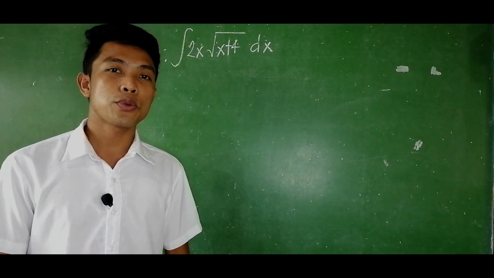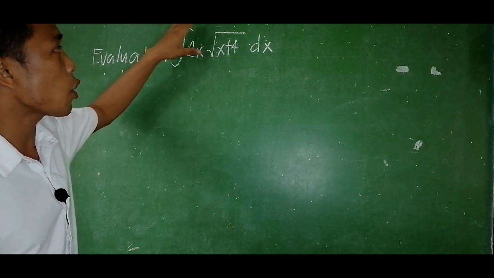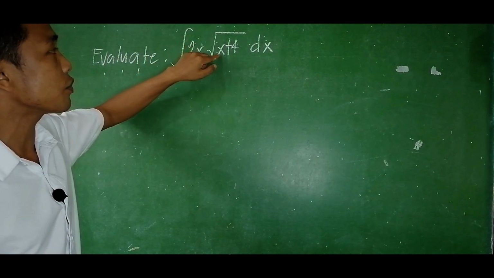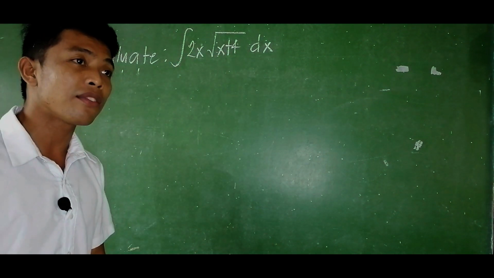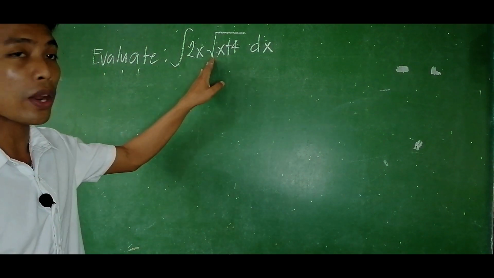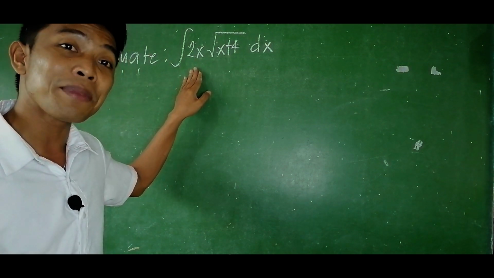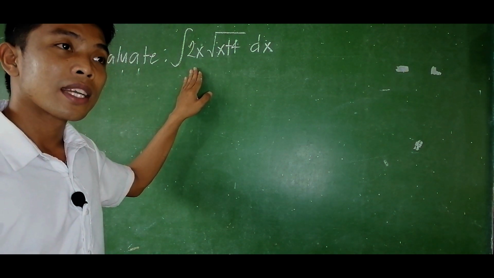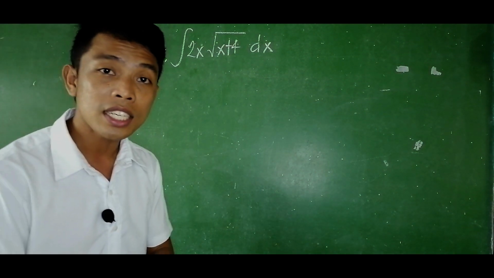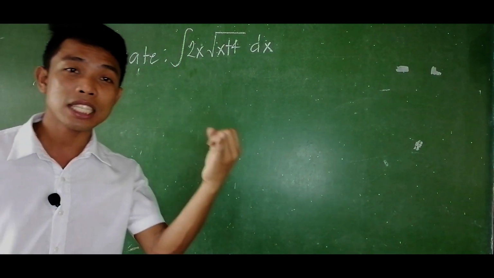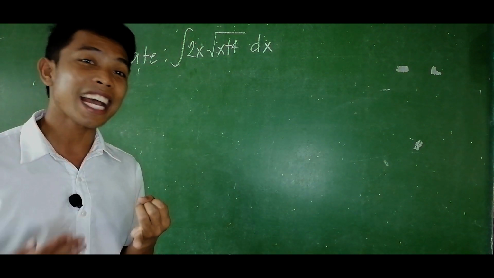In the previous lesson, we learned how to get the antiderivative of a radical function like the square root of x plus 4 with respect to x. But how do we find the antiderivative of a radical function, suppose the square root of x plus 4, being multiplied by another polynomial expression? Do we use the same process? Do we apply the substitution method? The answer to that is yes, we use the substitution method, but the process is not entirely the same.